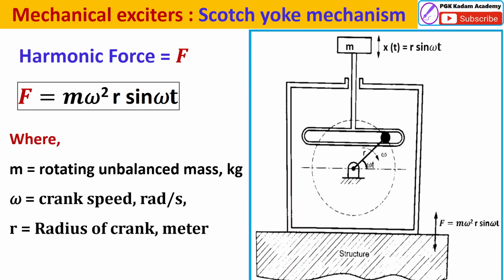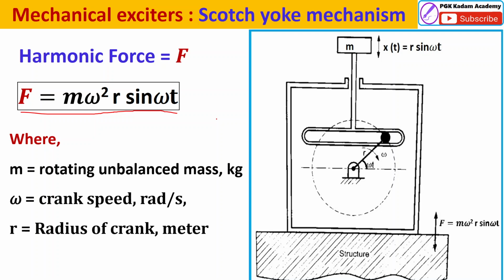Dear friend, the Scotch-Yoke mechanism is a mechanical exciter. This mechanism can be used to produce a harmonic excitation force. You can see here the harmonic force F with the formula F = m ω² r sin ωt. I have already covered this; you can watch the videos on single degree of freedom, undamped, damped, and forced vibration, which are available on the playlist. You can go through the playlist and watch the theory videos.